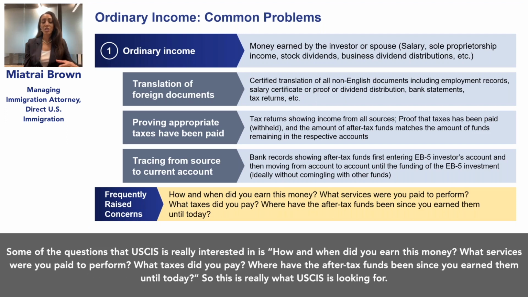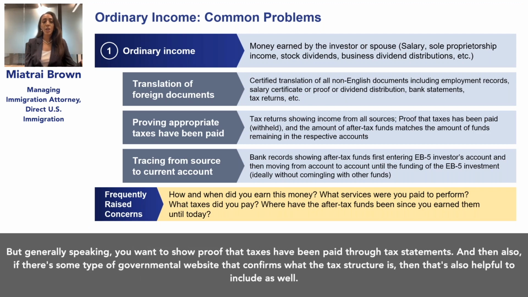Some of the questions that USCIS is really interested in are: how and when did you earn this money? What services were you paid to perform? What taxes did you pay? Where have the after-tax funds been since you earned them until today? So this is really what USCIS is looking for. But generally speaking, you want to show proof that taxes have been paid through tax statements. And then also, if there's some type of governmental website that confirms what the tax structure is, then that's also helpful to include as well.